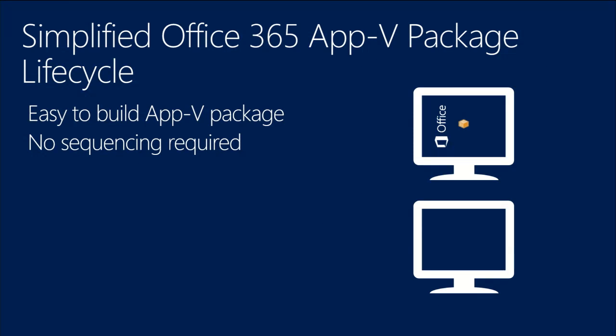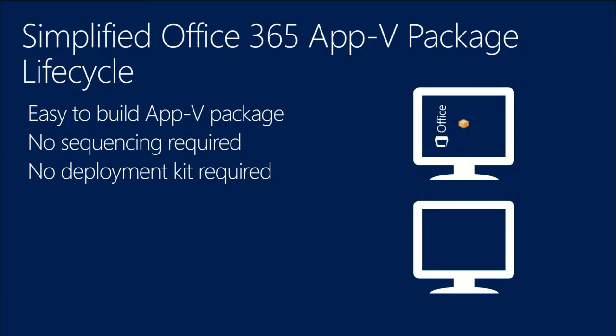So the key points here about Office 365 and AppV is that the packages are super easy to build. You no longer have to use a sequencer. All you have to do is go to Microsoft.com, Download Center. You download a tool called the Office Deployment Tool, and you have 2 easy steps, and the output of that is an Office 365 package that acts just like any other Office package.